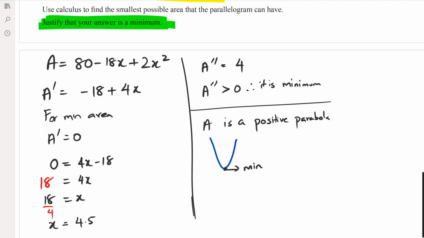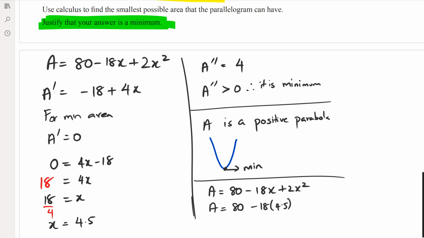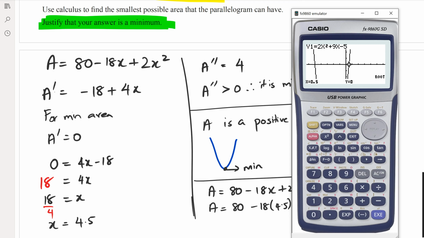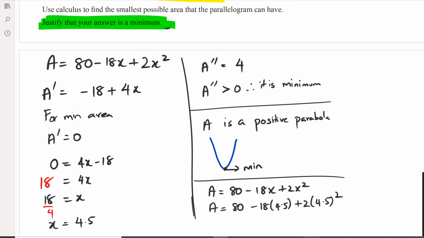But one other thing that we need to keep in mind, guys, is that we haven't actually found the smallest possible area at all for the parallelogram. So we actually got to do that. So I'm going to actually go back and find what that is. Area is equal to 80 minus 18x plus 2x squared was the formula for the parallelogram. And we know that x is 4.5. And so we kind of need to actually work out what that area is.